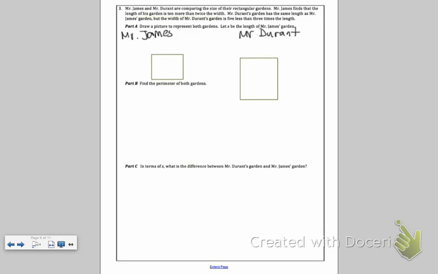Since we don't know what the actual value of the width is, we were told to let X be the length of the garden. So cross this out. Cross out the word length on your handout and write width, because X would represent the width since that's the information that we don't have. So with X being the width of Mr. James's garden, 10 more than twice the width would be represented by 2X, so that's twice the width, plus 10.